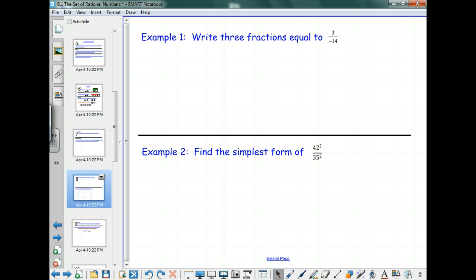All right, so let's do an example. We're going to write three fractions that are equal to 3 over negative 14. All right, so I need a volunteer. Oh, big volunteers. All right, Megan, come up to the board. The class can help you. You're just going to write, okay? So you don't have to do it all by yourself. Somebody tell Megan a fraction that she can write that is equivalent to 3 over negative 14.